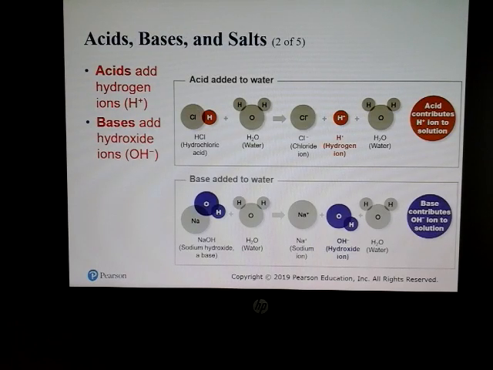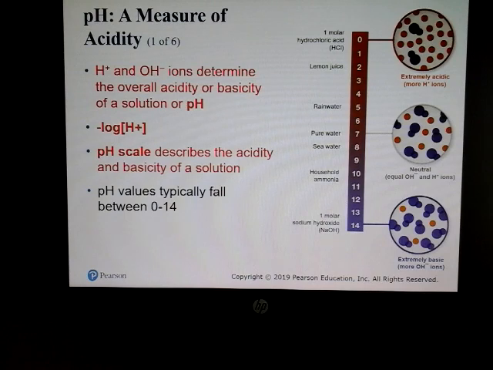So some different types of chemicals to know. Acids would be those that add hydrogen ions, and a hydrogen ion would be H+. And bases add hydroxide, and hydroxide is OH-. So that can be used then when we start to talk about pH. The H+ and OH- determine the overall acidity or basic properties of a solution.